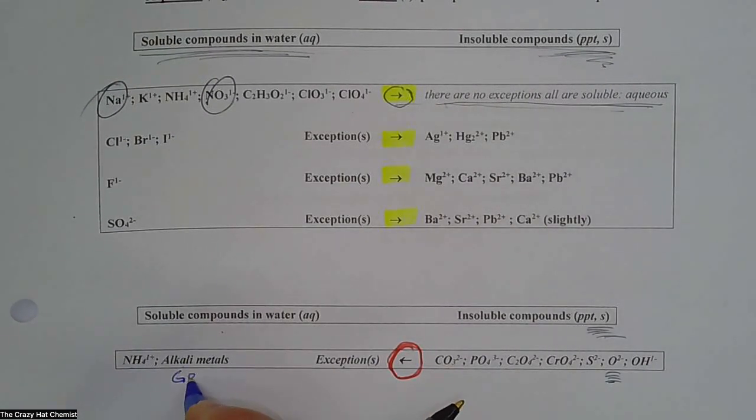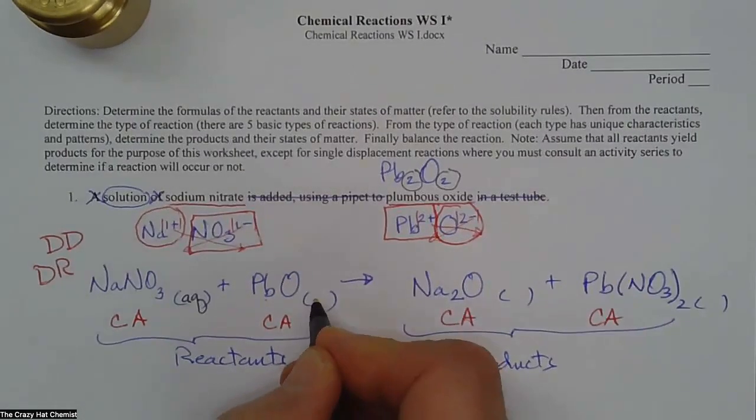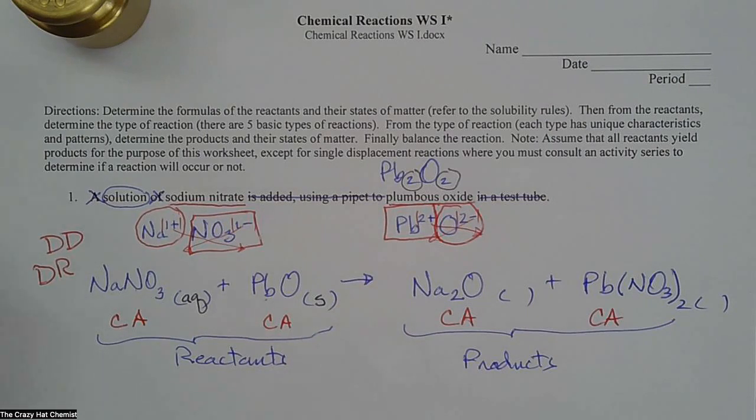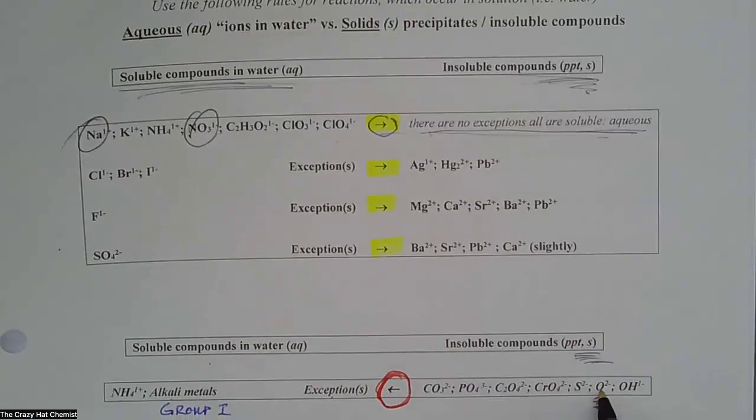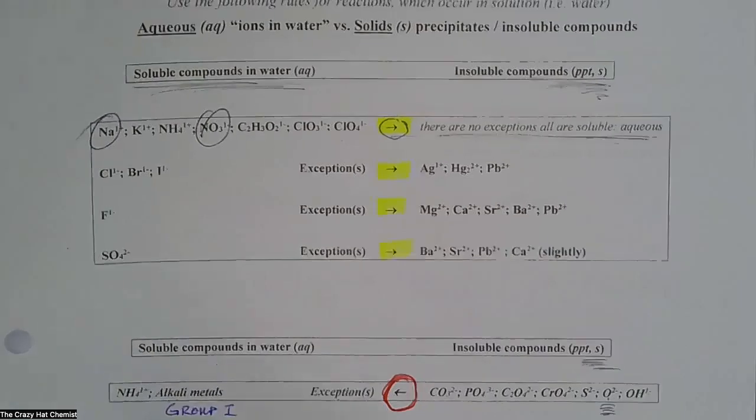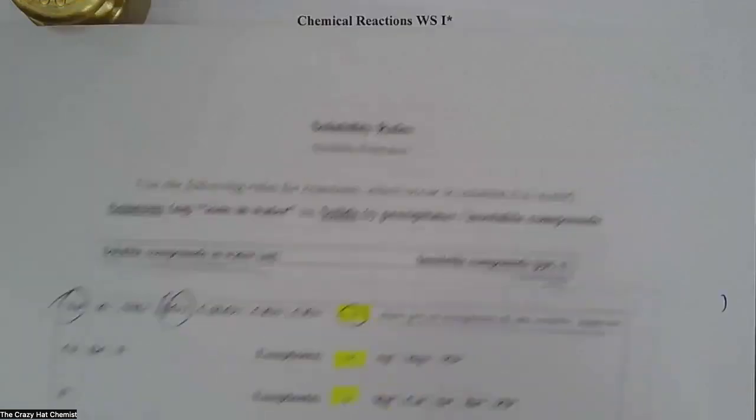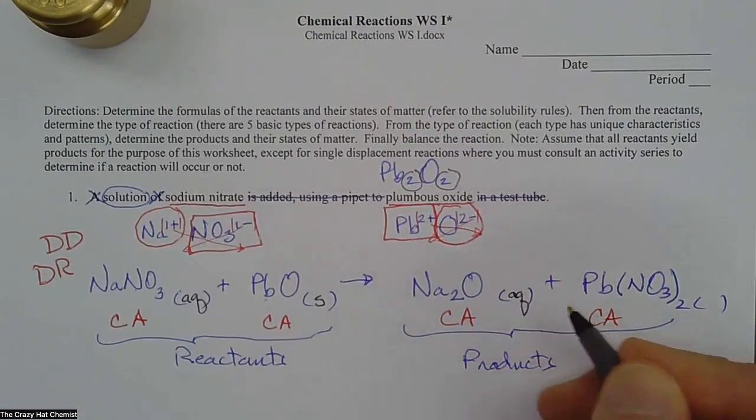Alkali metals are group 1 effectively, except for hydrogen. So oxides are insoluble compounds, of which lead is not one of the exceptions. So that means that this is a solid. Right, then we're going to go to the products. We've got sodium oxide, and oxides are insoluble except for the alkali metals. Okay, so it's aqueous. Or you could look up here and say sodium is aqueous, and there are no exceptions to that. So this would be aqueous.